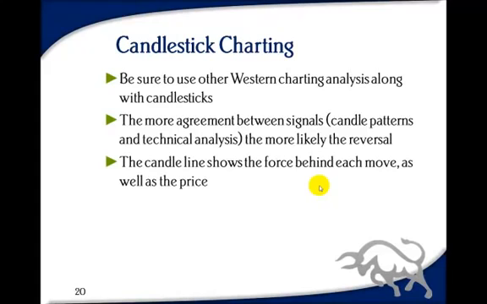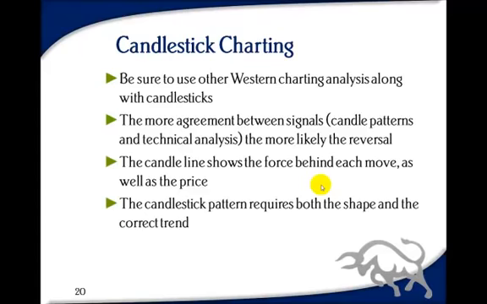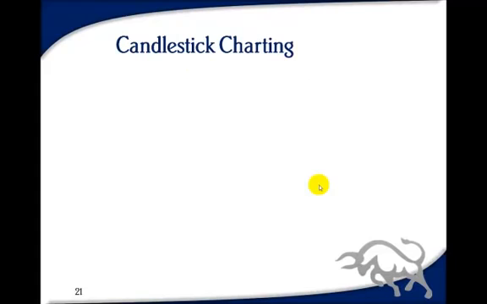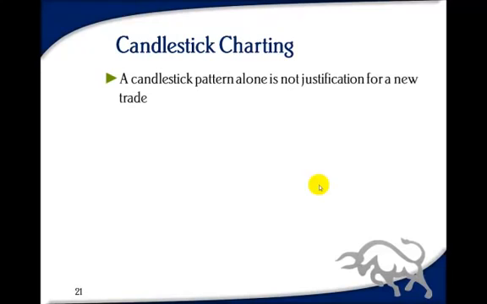A candle line shows the force behind each move as well as the price yesterday. The length of the body can show the force. If the length is short, then it's a hesitant market. If the length is long, then it's a strong market. Candlestick patterns require both the shape and the correct trend. As I said in the beginning, for a pattern to make sense as a reversal, it has to be in a trend. So don't just look for the pattern randomly. Look for where it's in the correct trend, and the reversal will have more of an effect.